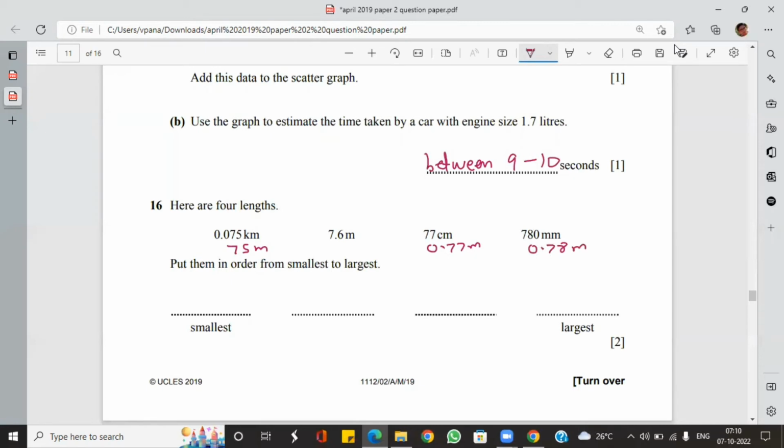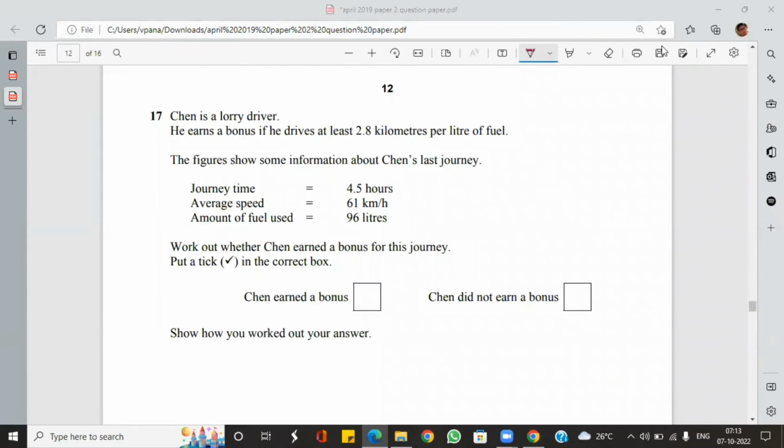So now we'll write the smallest. The smallest among these is going to be 0.77 meters. So the 77 centimeters is the smallest. Then comes 0.78 meters, so this is 780 millimeters, your next one. Then comes 7.6 meters. And the last is your 0.075 kilometers.